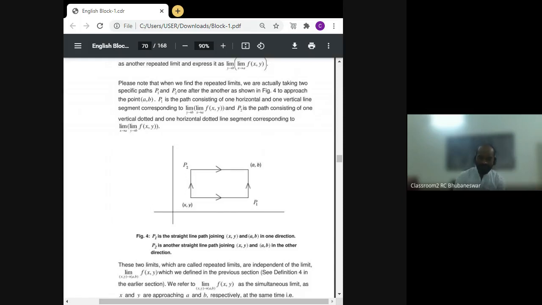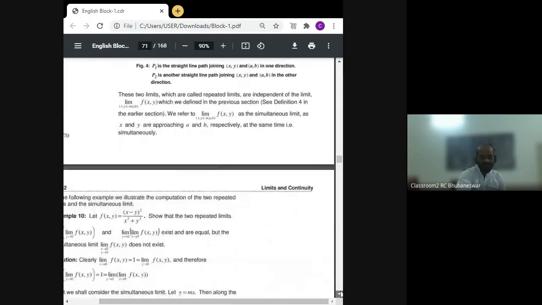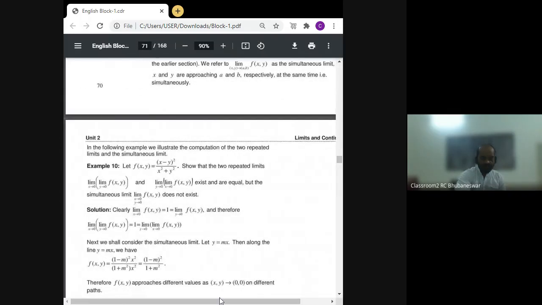But in case the two values are not equal, that means the limit of the function with respect to path 1 is not equal to the limit of the function with respect to path 2. Then we can say that the limit of the function does not exist at that particular point. So this is the formal definition that we have discussed.